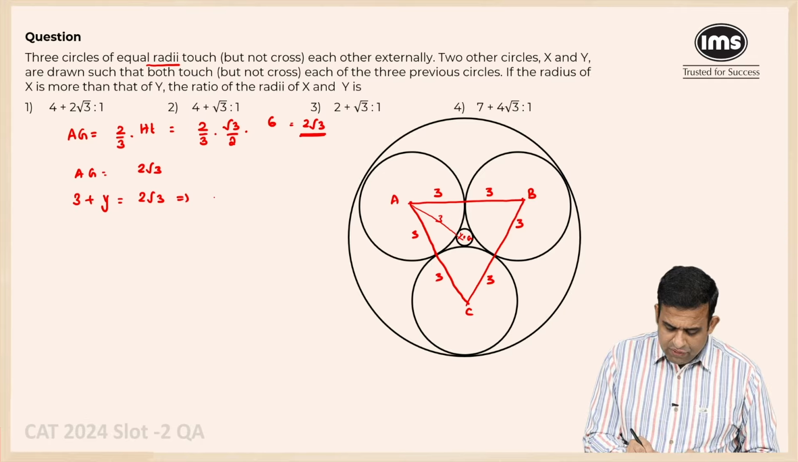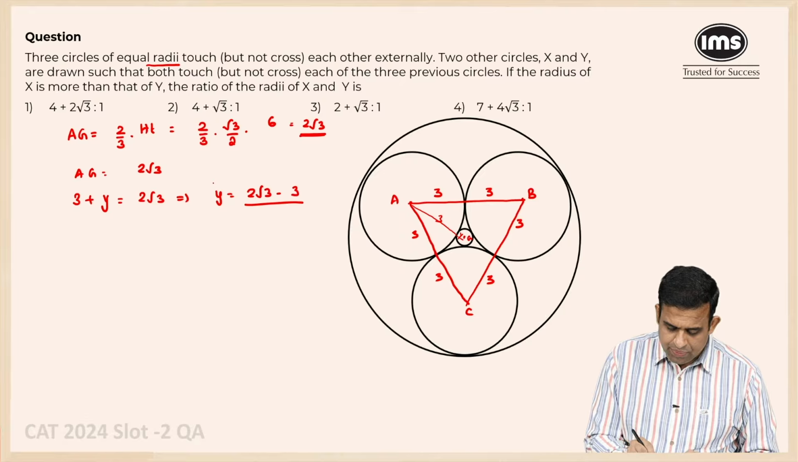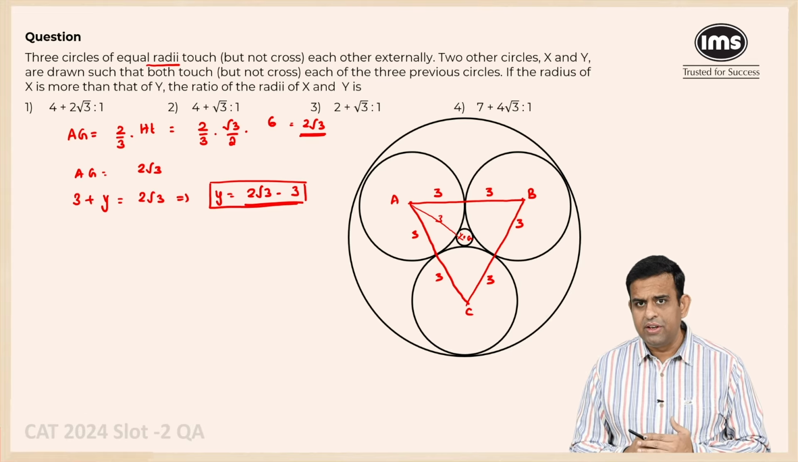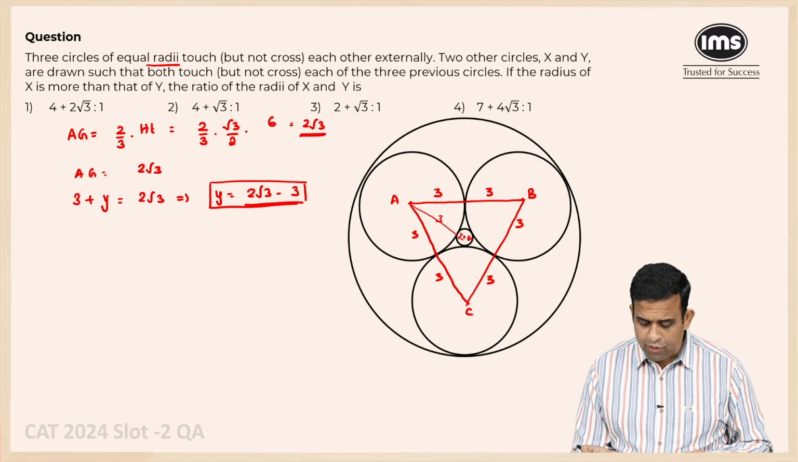So we now have the value of y to be equal to 2 root 3 minus 3. So we have got one of them. And now we can find out the other one as well. Now what needs to be done for the other one?